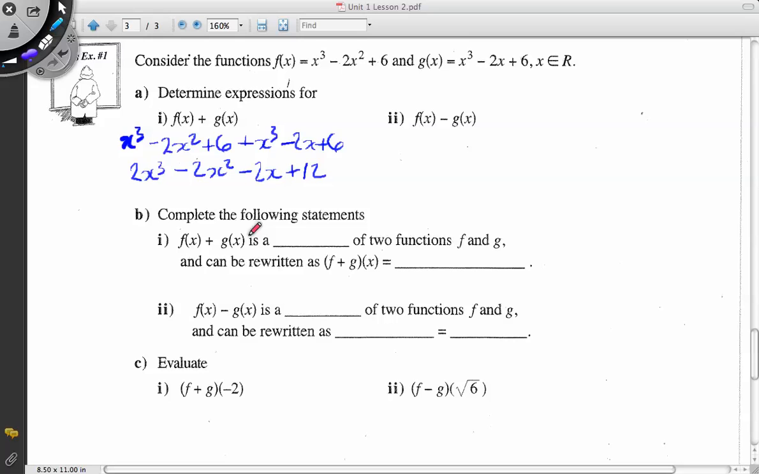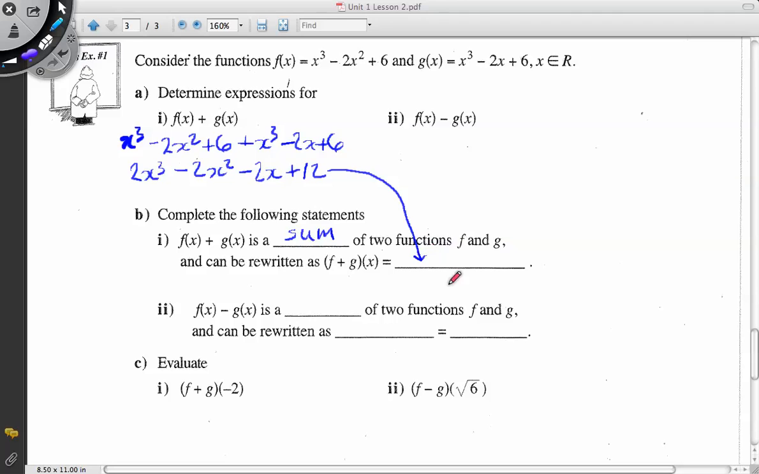Complete the following statements. F of x plus g of x is a something of two functions, f and g. It's a sum. Yeah, you're summing here, so it's a sum of two functions, and can be written like this. I guess they're asking these two functions up here. So what is it when we add them? Well, basically we did it right here and we simplified it, so this actually goes right in here.